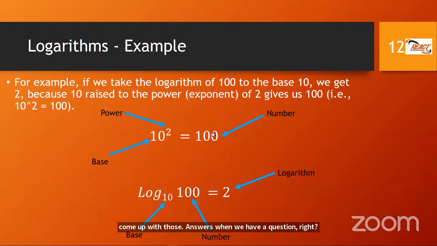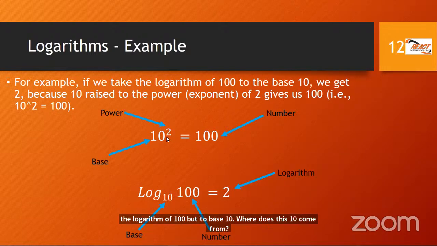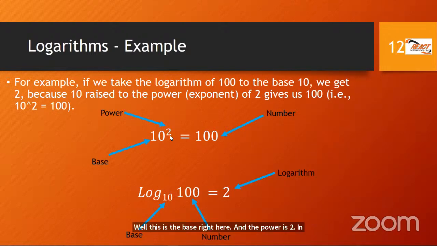Notice the 100 here is the number. Notice we put the number here, and we're taking the logarithm of 100, but to base 10. Where does this 10 come from? Well, this is the base right here, and the power is 2. In this case, this notation exponent is 2, it's squared. But when we take the log using base 10 of the number 100, we get 2 as the logarithm.